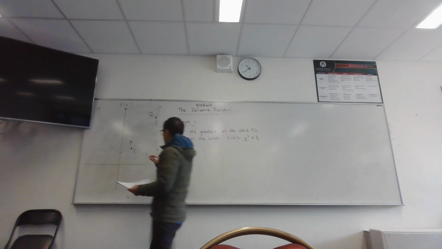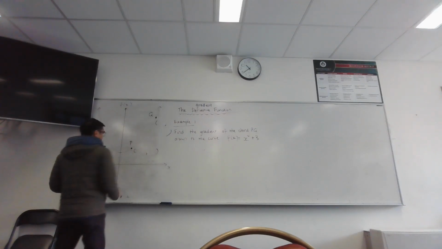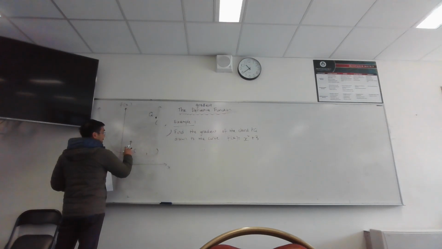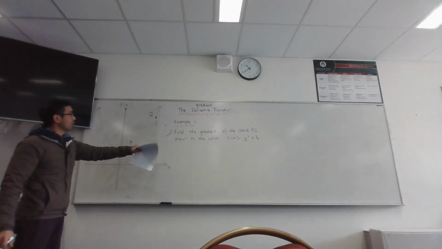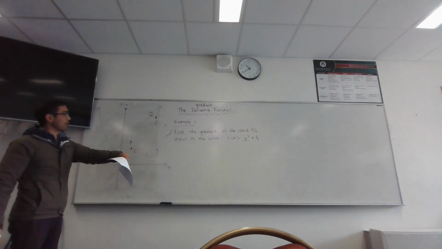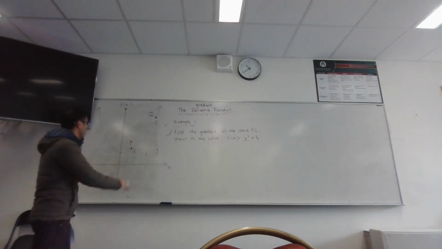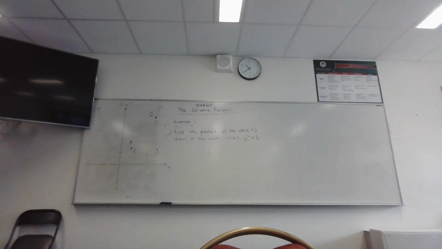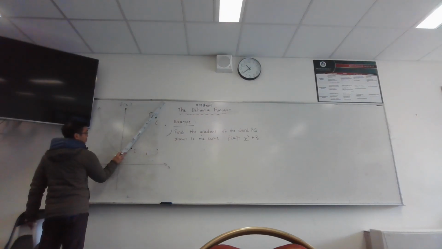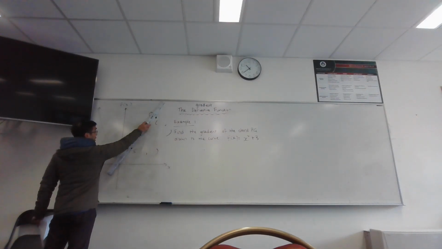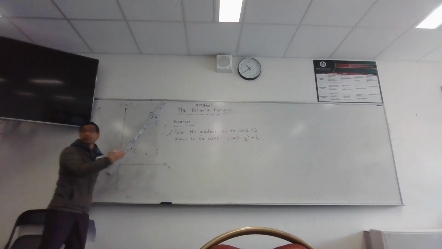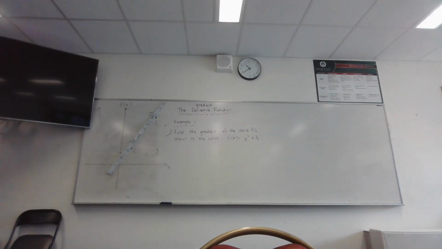So what we're going to do here, we're focusing on point P. Find the gradient of the chord PQ drawn to the curve f(x) equals x squared plus 3. I've got 2 points that I'm going to relate together. We want to find the gradient from P to Q. So we just really want to whack our ruler there and do a rise and a run. That's all we're doing at the moment.